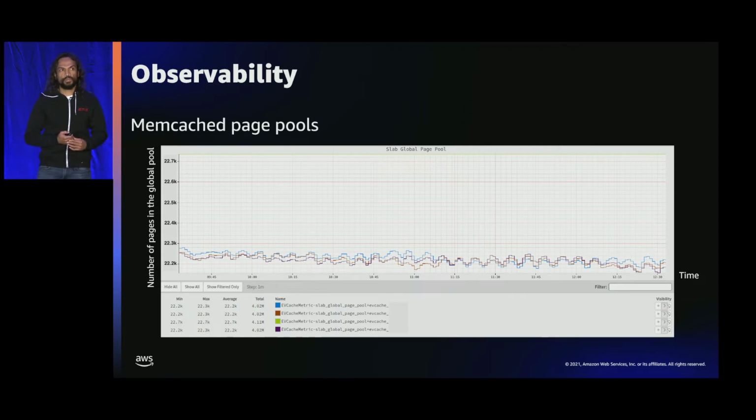Therefore, it's very important to understand workload characteristics and then size our clusters accordingly. I'll let Pruthi talk about how we reason about resource usage of Memcached. Thanks, Tarun.